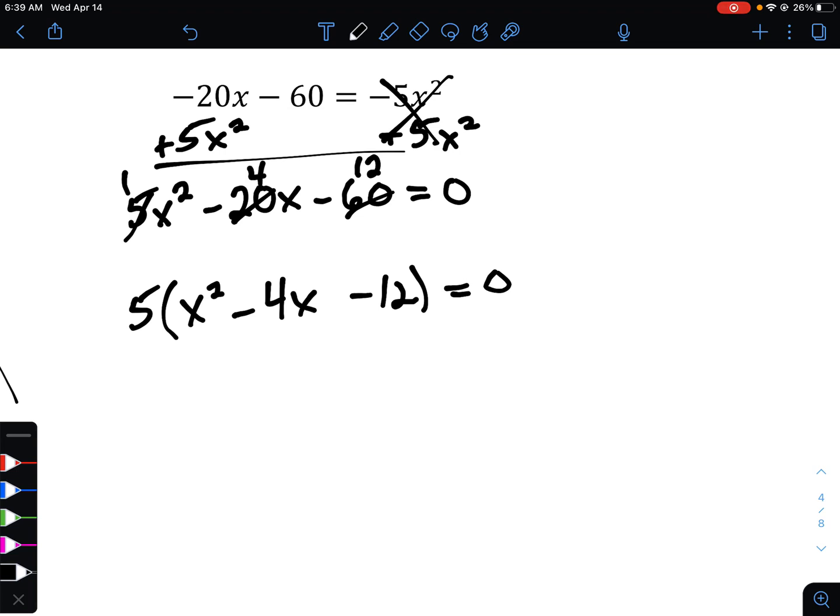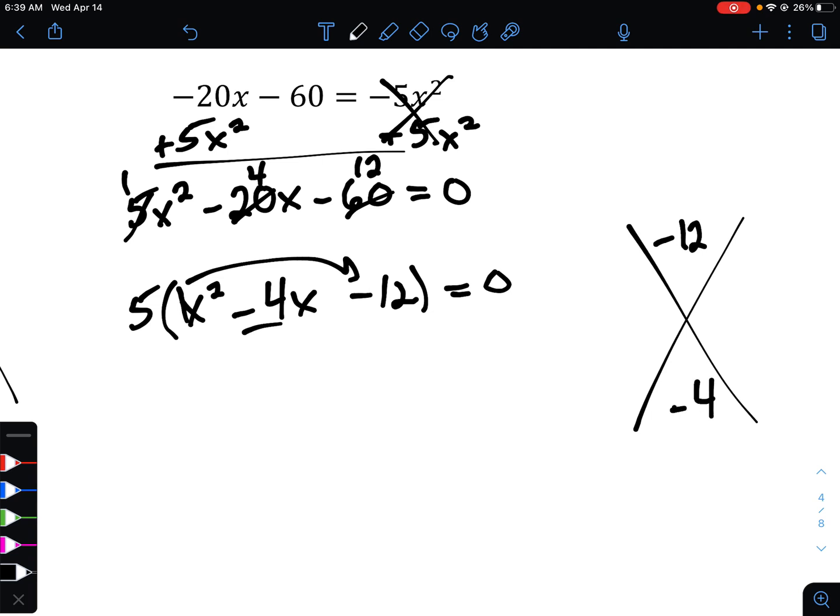So now, with what's left inside the parentheses, we need to go ahead and set up our x. And we'll start by taking a times c. 1 multiplied with negative 12 is negative 12. Copy down your negative 4 underneath. And again, it shouldn't be too hard to find those two numbers that multiply to be negative 12 and add to be negative 4. Those would be negative 6 and positive 2. If you're not sure, remember you can always go back and make the list, and that works as well.